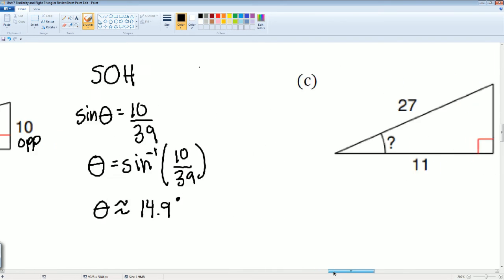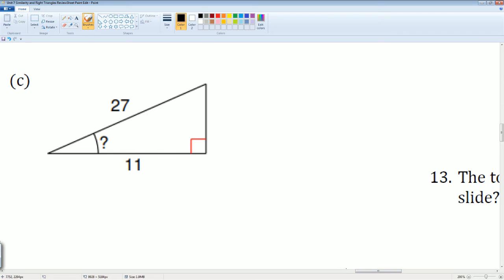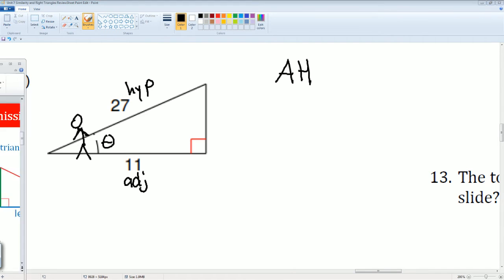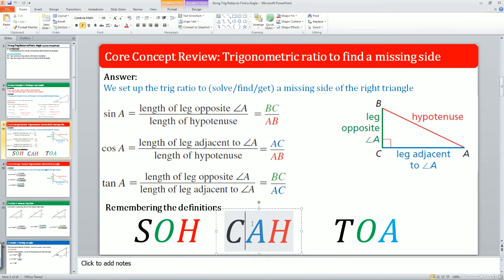Let's look at C. We draw the guy here at the question mark. The question mark here is a missing angle, so we put theta here. Theta represents a missing angle measurement. From this point of view, 11 is your adjacent, 27 is your hypotenuse. We have the letters A and H. Let's look at our trig ratio. A and H is cosine, CAH for cosine.